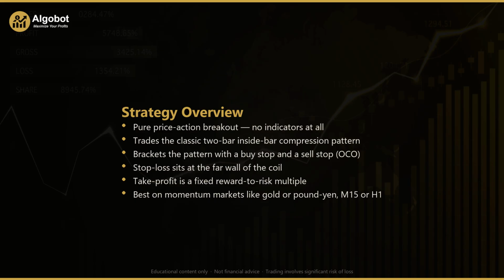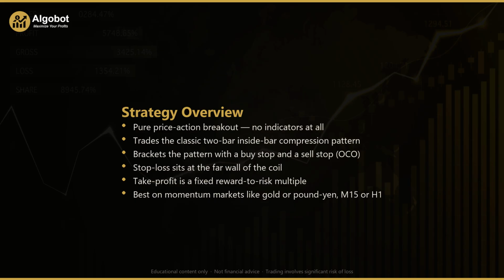Rather than guessing which way the market will break, the strategy stays neutral. It places two pending stop orders at once, a buy stop above the mother bar's high and a sell stop below the mother bar's low. Whichever side the market expands into is the side we trade, and the opposite order is immediately canceled. This is what traders call a one cancels the other, or OCO, bracket.